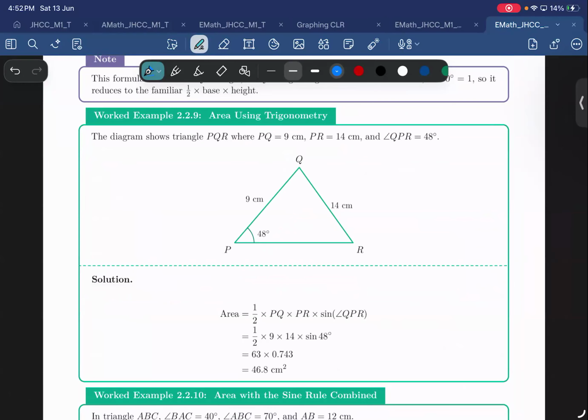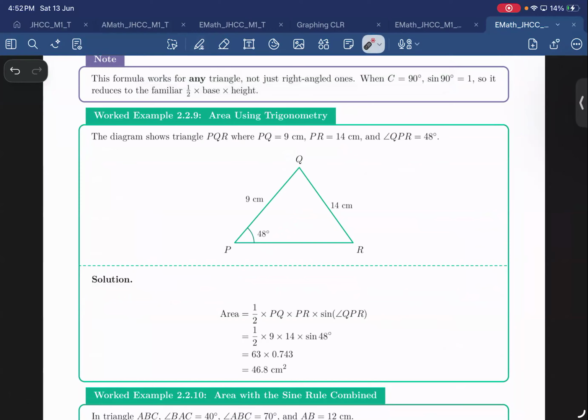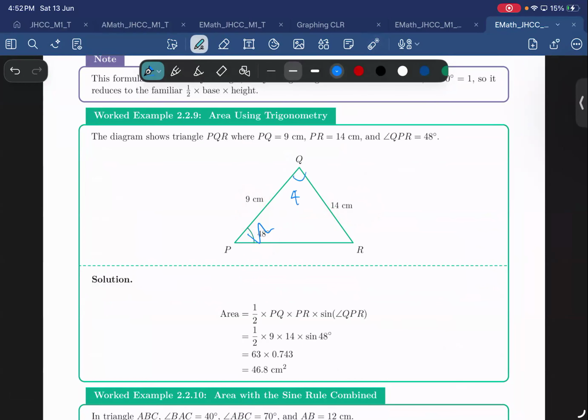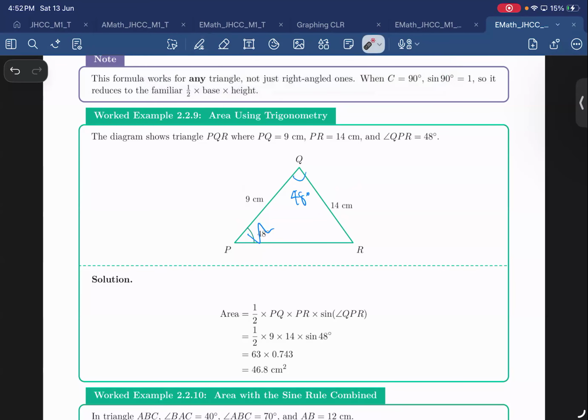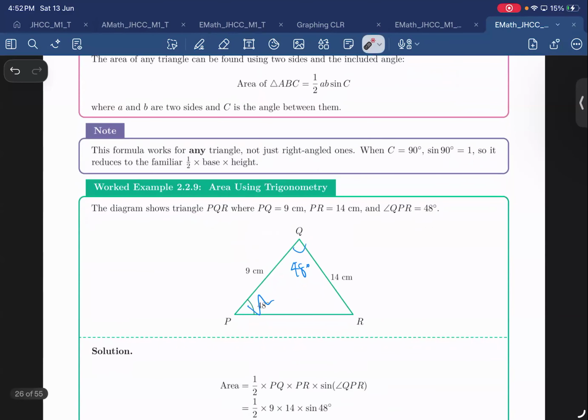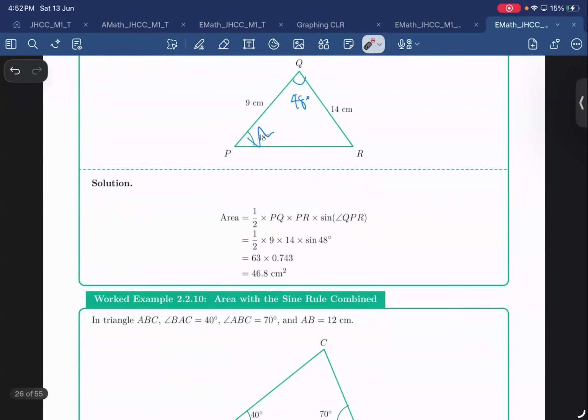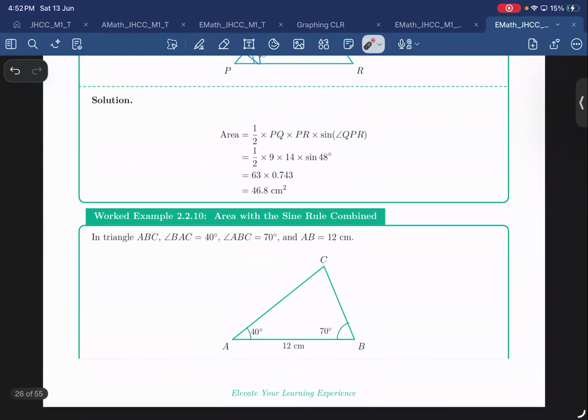PQR is given like this. If you want to find the area of this triangle, then you use half a b sine C. Sorry, this is wrong, this is 348. This should be the angle here. It's not wrong. The answer is 46.8 cm squared.